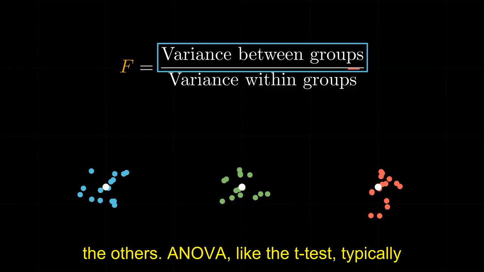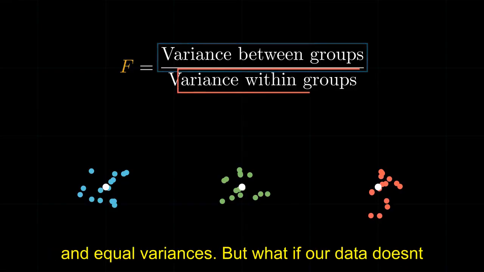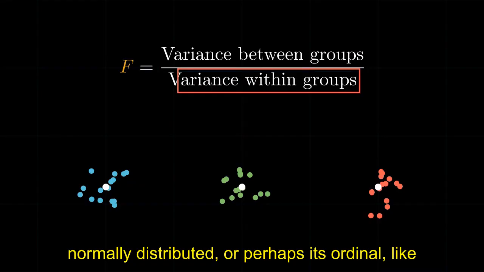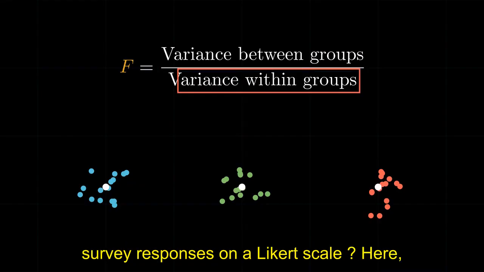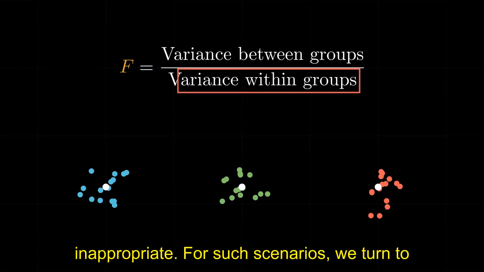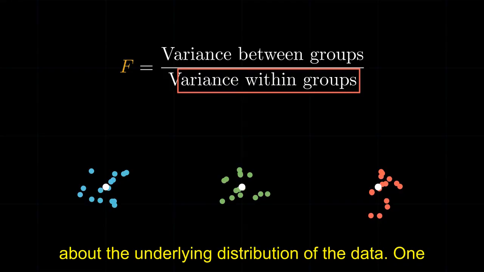ANOVA, like the t-test, typically assumes normally distributed data within each group and equal variances. But what if our data doesn't meet these assumptions? What if our data is not normally distributed, or perhaps it's ordinal, like survey responses on a Likert scale? Here, calculating a meaningful mean might be inappropriate. For such scenarios, we turn to non-parametric tests, which don't make assumptions about the underlying distribution of the data.